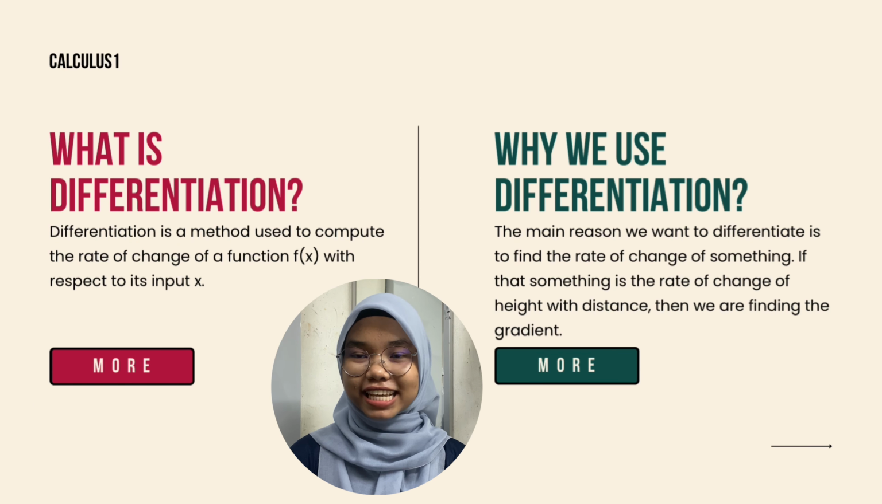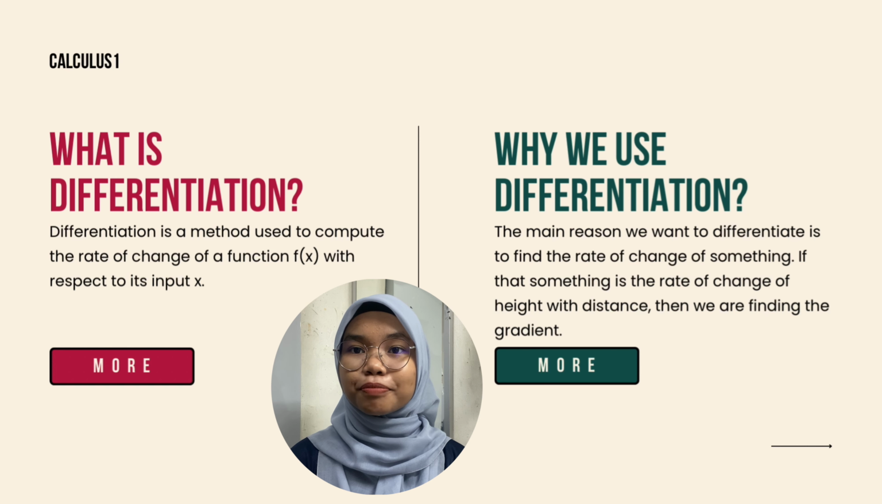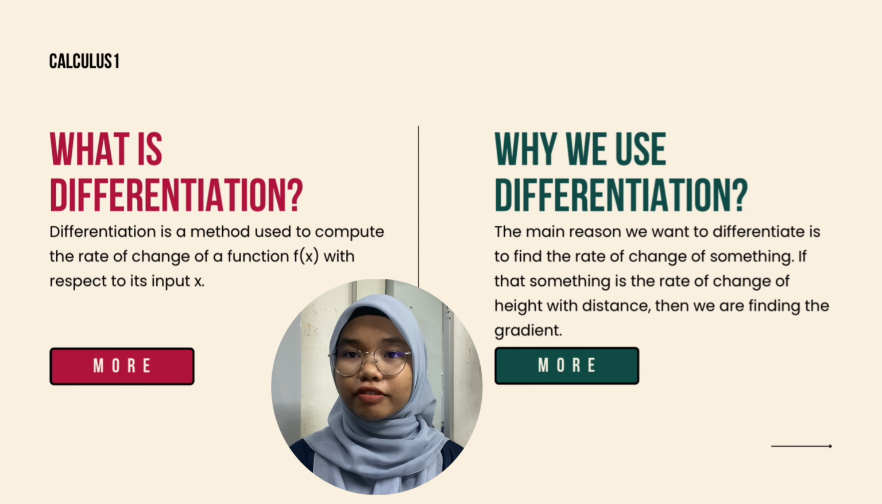What is differentiation? Differentiation is a method we use to compute the rate of change of a function f(x) with respect to its input x. Why do we use differentiation? The main reason we want to differentiate is to find the rate of change of something. If that something is the rate of change of height with distance, then we are finding the gradient.